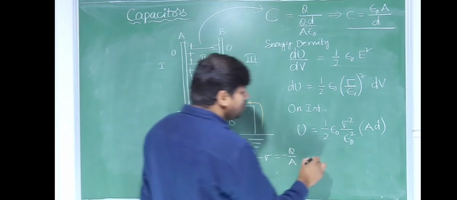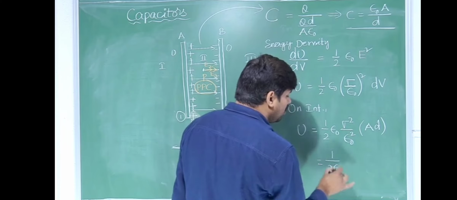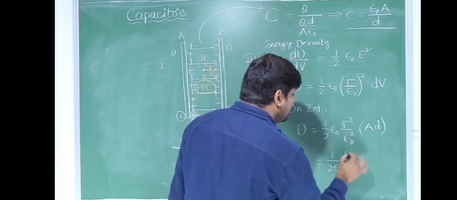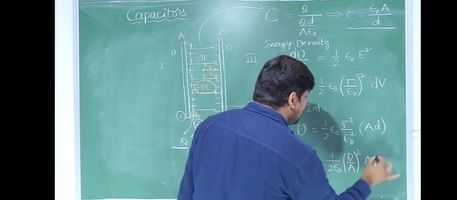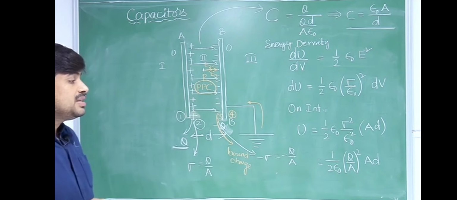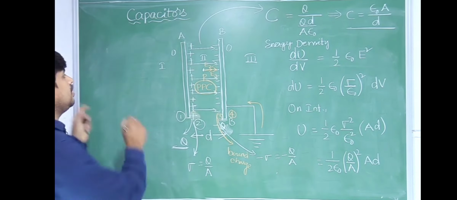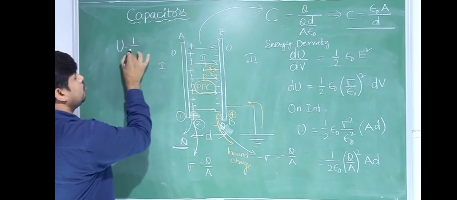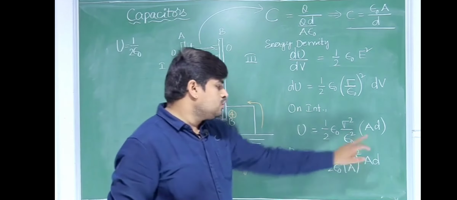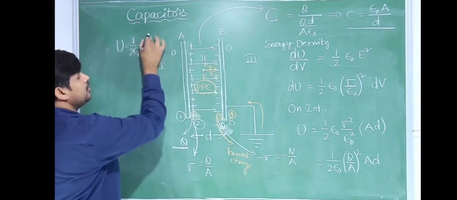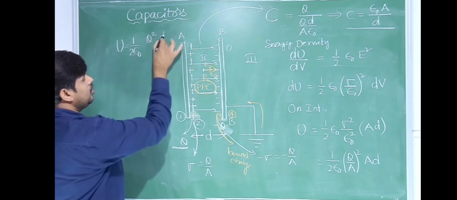So if you simplify this, what will you get? Half epsilon naught sigma square, where sigma means Q by A, whole square, into Ad. So you can write like this. Now simplify and see, you will understand. U equals half epsilon naught, see here Q square is there, and one A gets cancelled. So in the numerator Q square, d upon A.